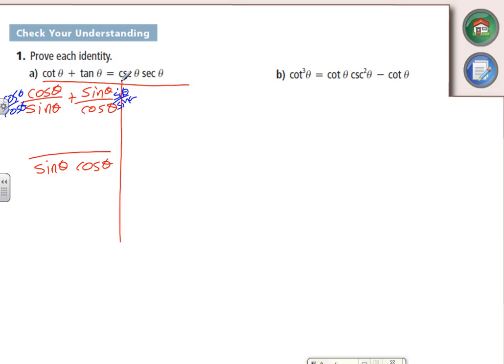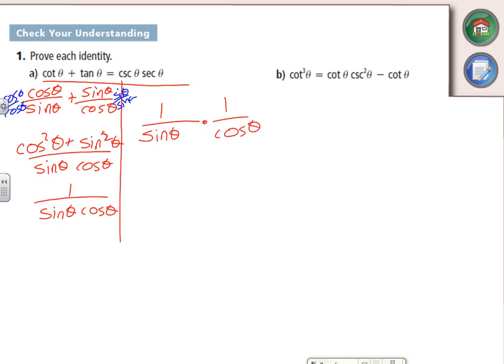Yeah, I know it looks like garbage there. So we've got cos times cos, that's cos squared, plus sine times sine, that's sine squared. Hey, cos squared plus sine squared, that's equal to 1. Going over to the right side now. Cosecant is 1 over sine. Secant is 1 over cos. Bring it into one fraction: 1 over sine theta cos theta. Oh, look at that. Left side equals right side.